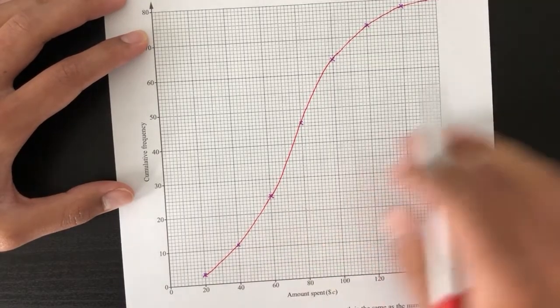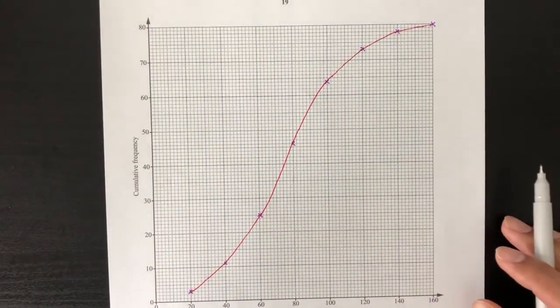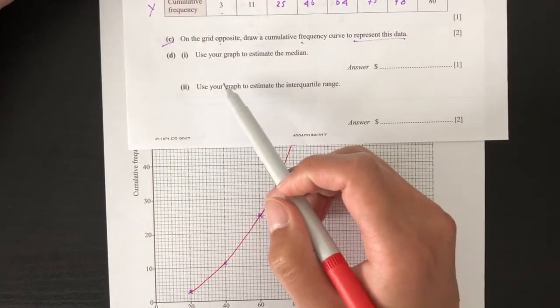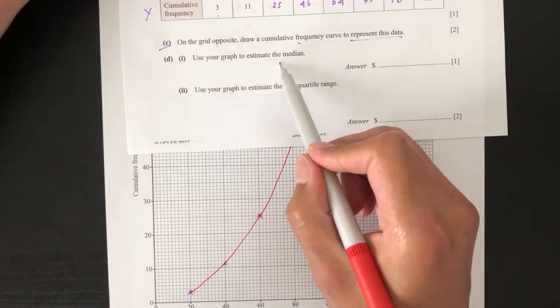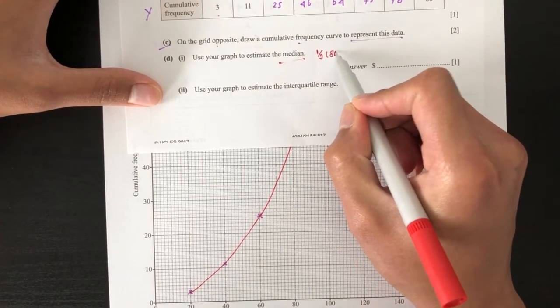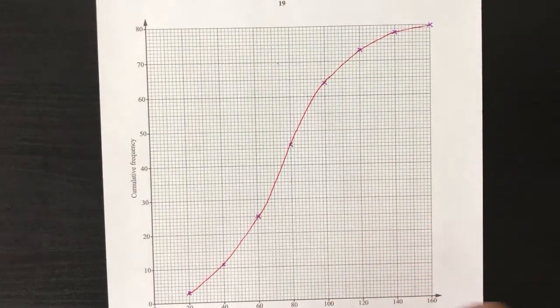Okay. That is your cumulative frequency curve for question part B. This is C. Now part D, use a graph to estimate the median. Median is half, is the mid value, so half of 80, which is the 40th value. So let's find that on the graph.